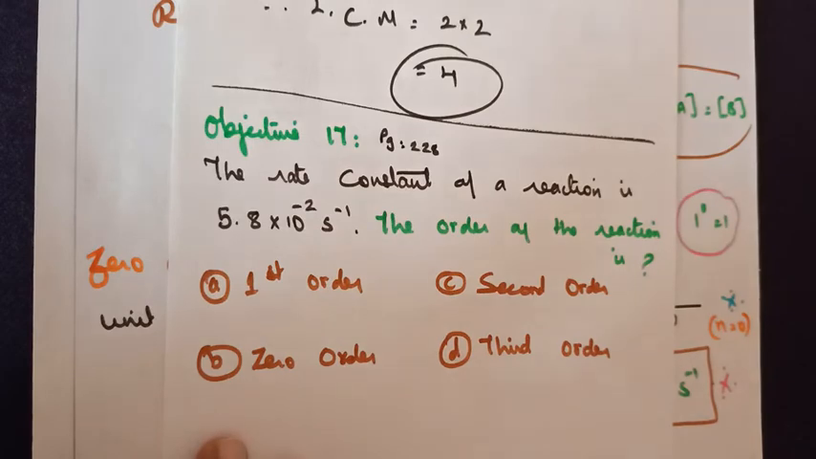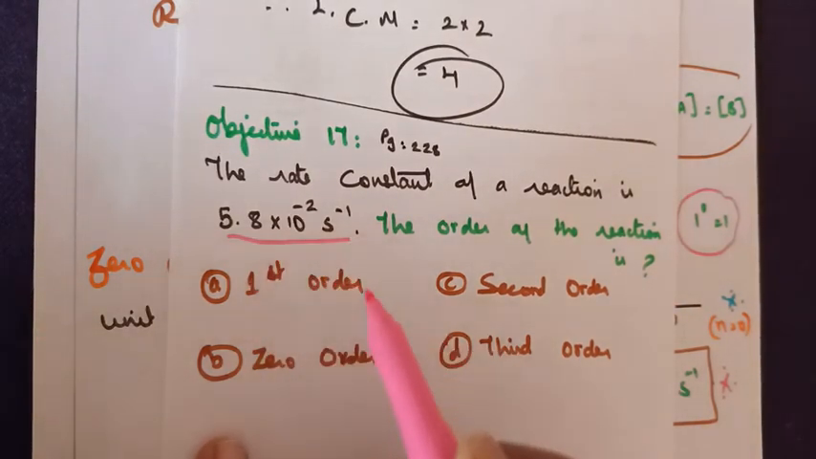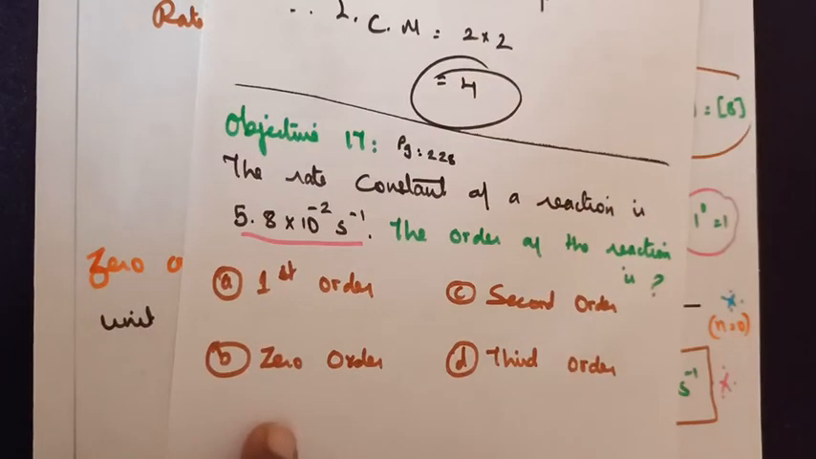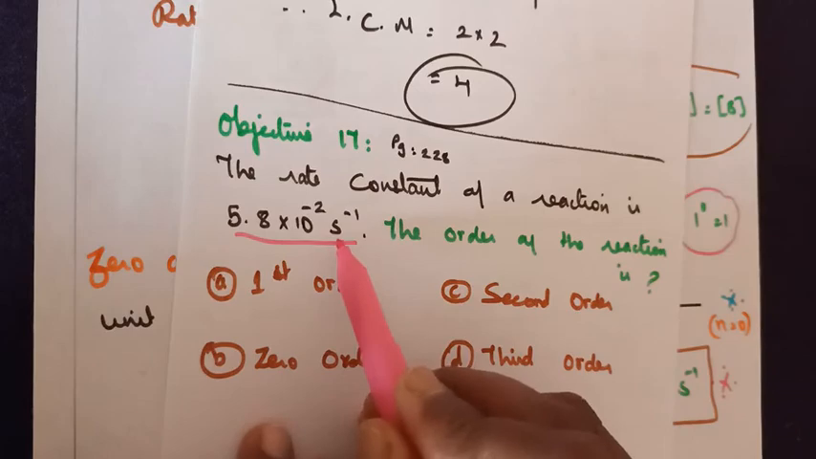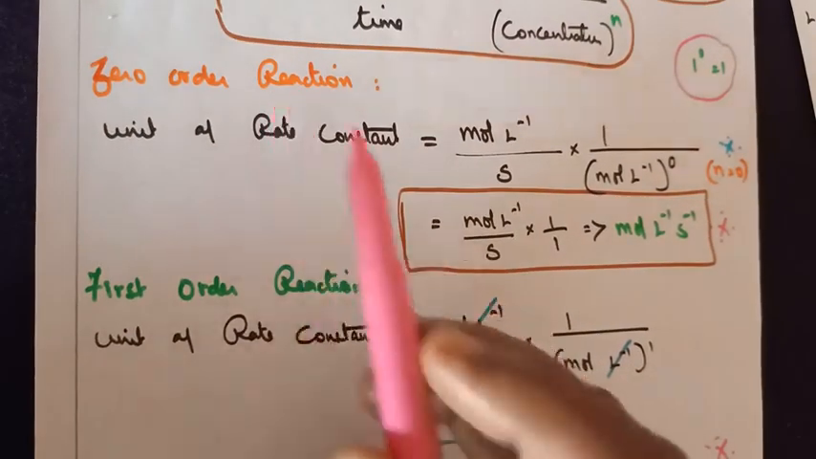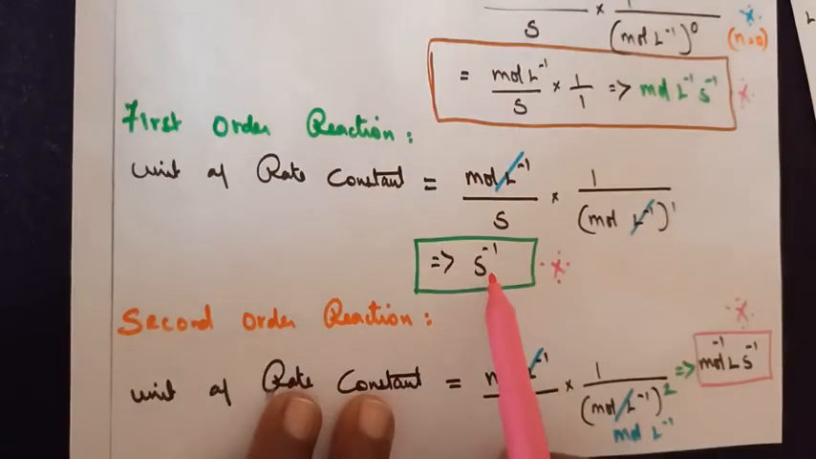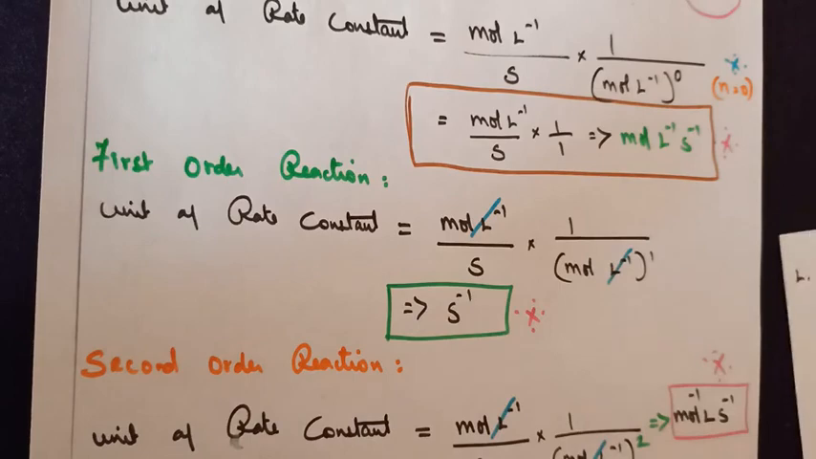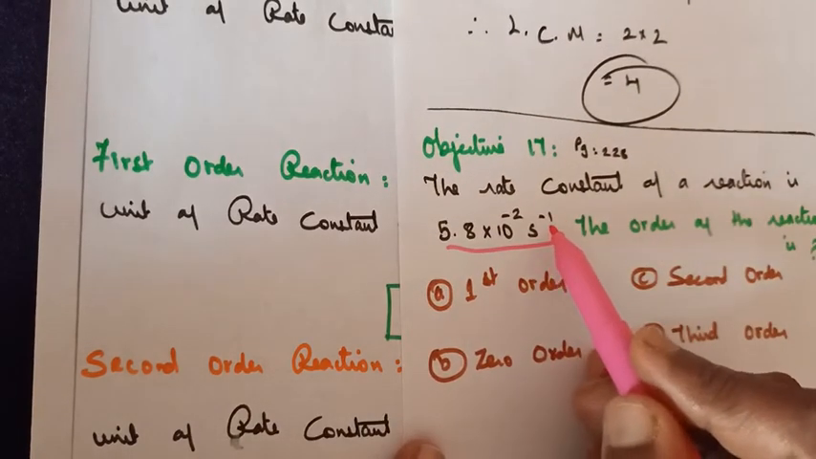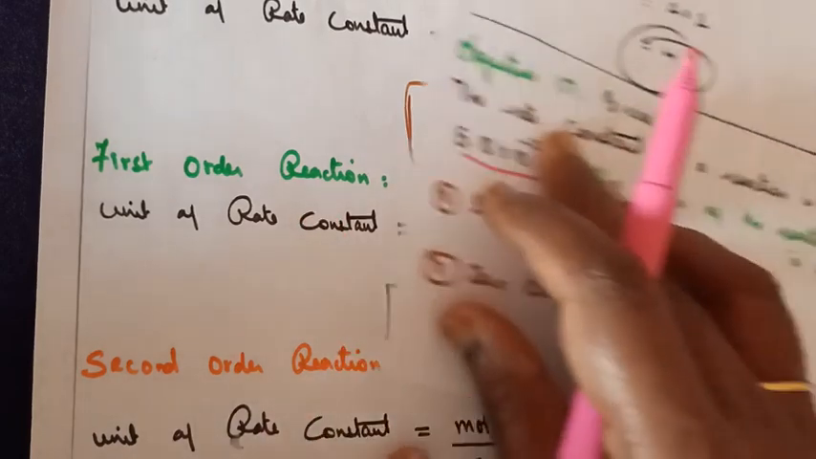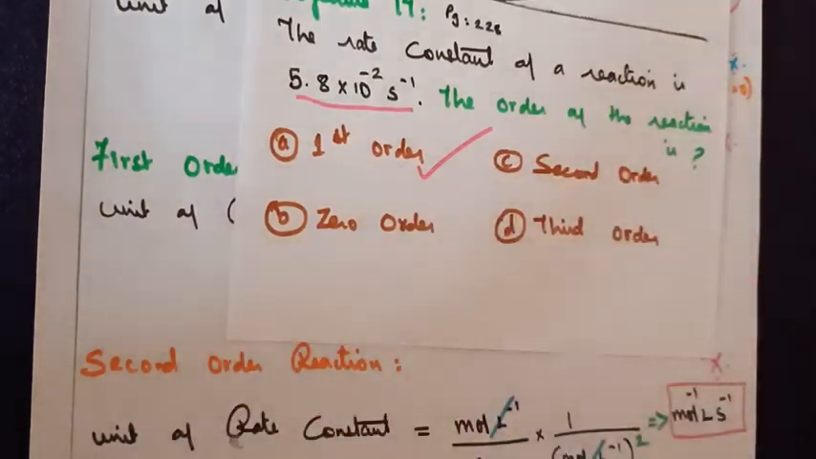Now the concept underlying here is, you have to look at the rate constant value and identify which order reaction is given here. If you look at it, the unit is given in second inverse. You have calculated the unit values for a zero order, for a first order and for a second order. So which unit is given for you here? Second inverse is given, that is applicable for the first order reaction. So the answer is first order reaction.